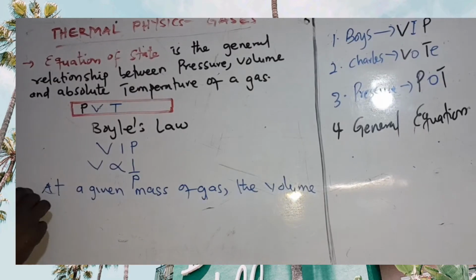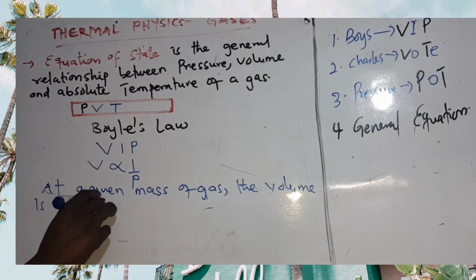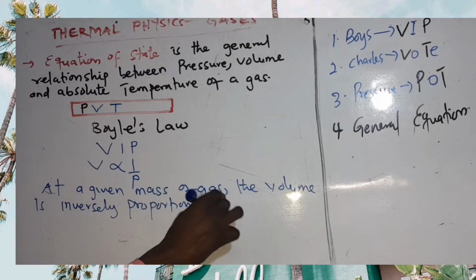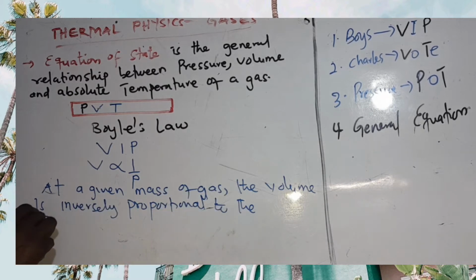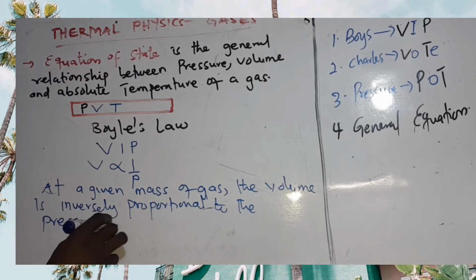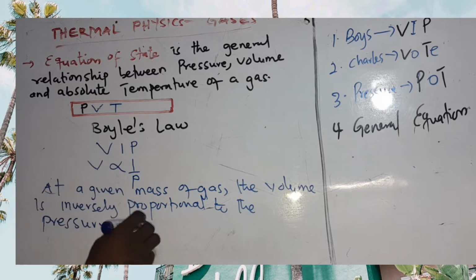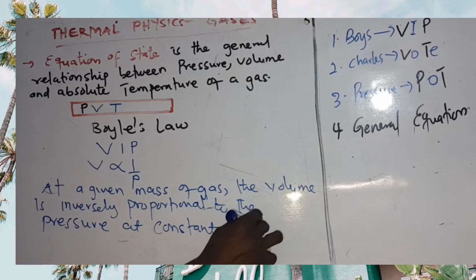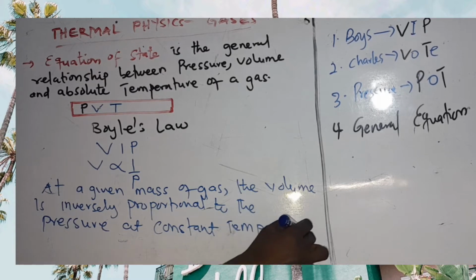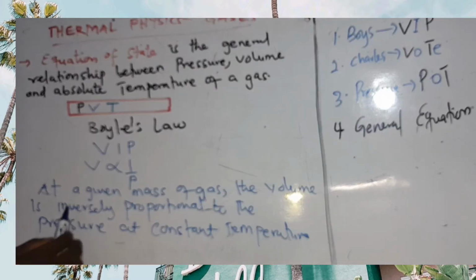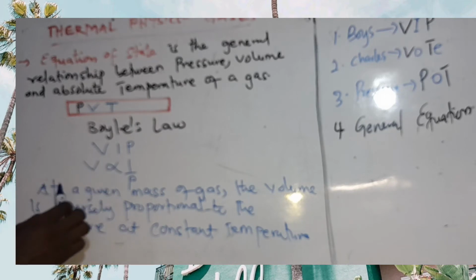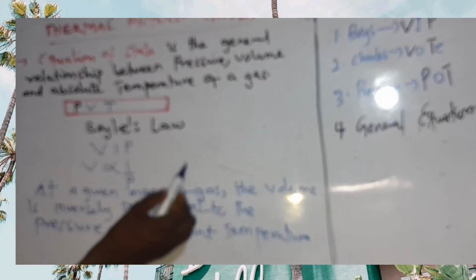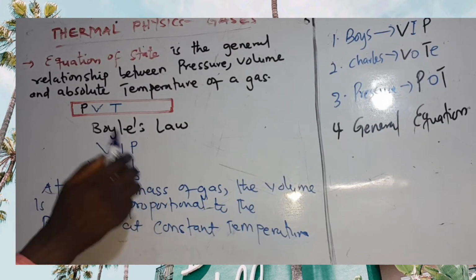the volume is inversely proportional to the pressure, at constant temperature. So if you're able to remember, boys are VIP, here VIP means there's no T there. So for a given mass of gas, somebody can say the volume of a given mass of gas is inversely proportional to the pressure at constant temperature.